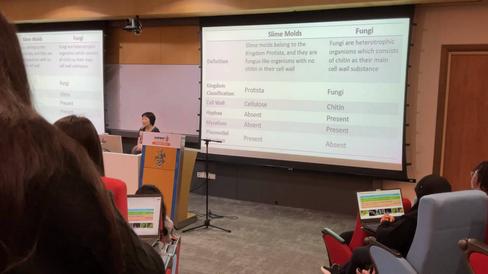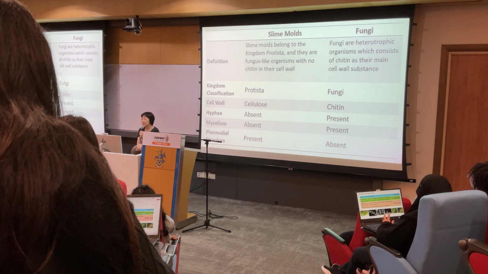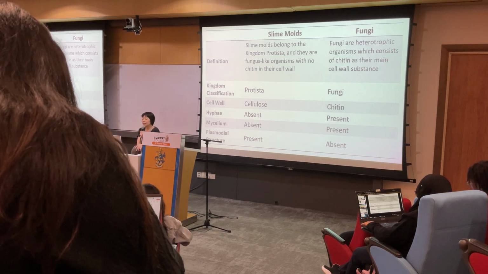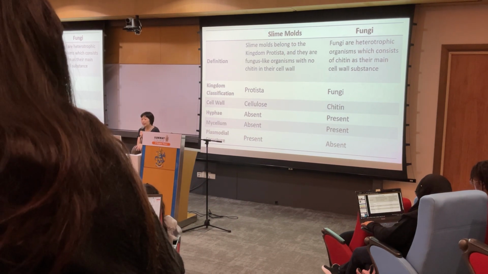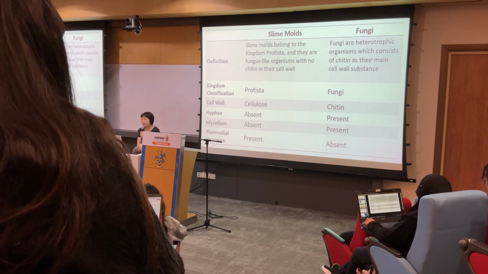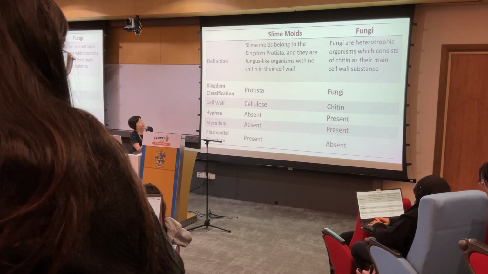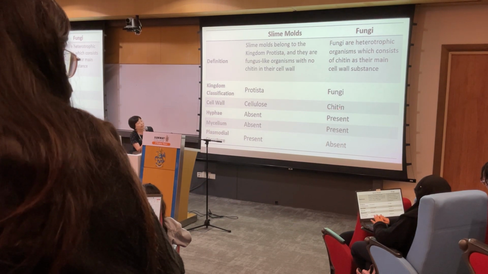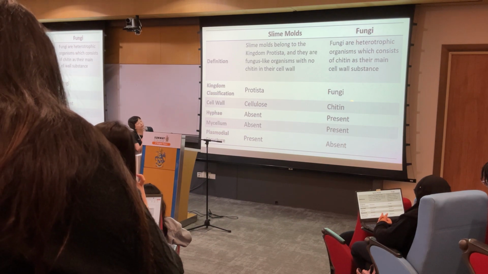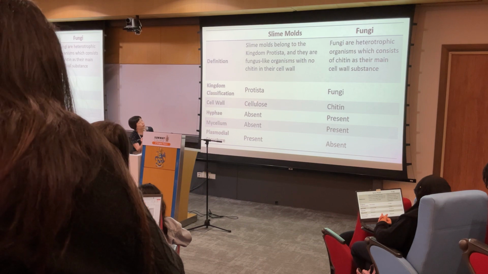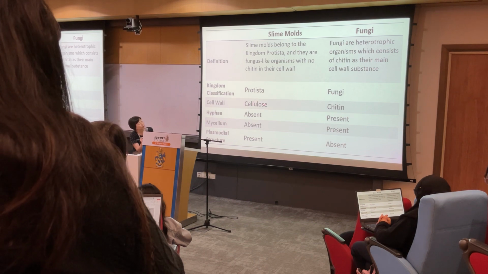Now, this is the slide you try to, because slime mold is more like a fungus-like protist. And there are some differences between these two. So slime molds, of course, belong to a different kingdom, first of all. And then the cell wall: the fungi all have chitin as a cell wall, but in the slime mold there is cellulose. Right? They have hyphae.